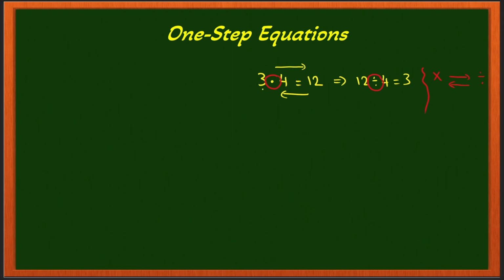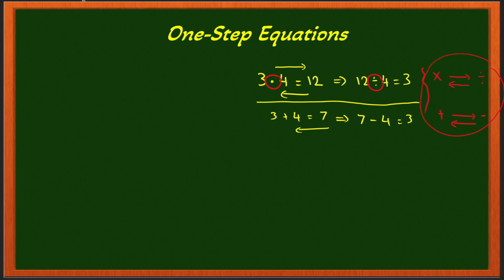The same thing applies to addition and subtraction. For example, 3 plus 4 equals 7. We can also reverse this statement by saying 7 minus 4 equals 3. Right? So again, addition is the inverse operation of subtraction, and subtraction is the inverse operation of addition. Now, this is a crucial idea that we need to keep in mind every time we talk about equations.